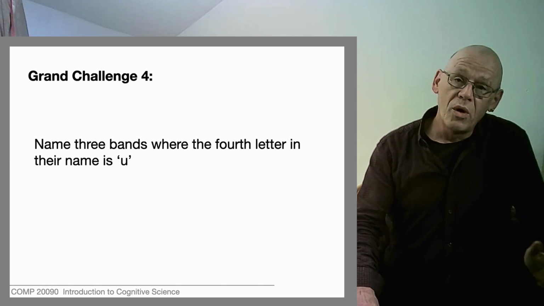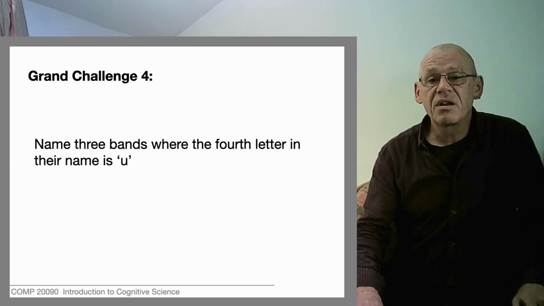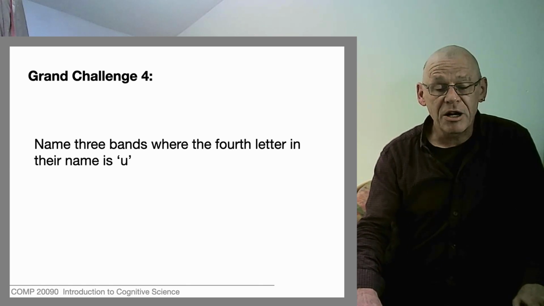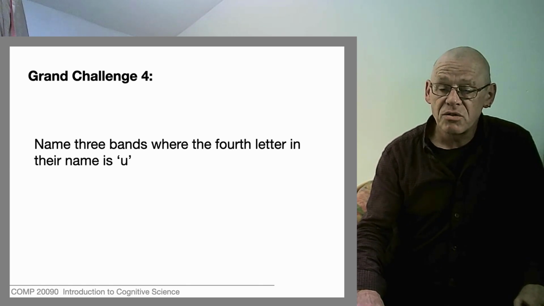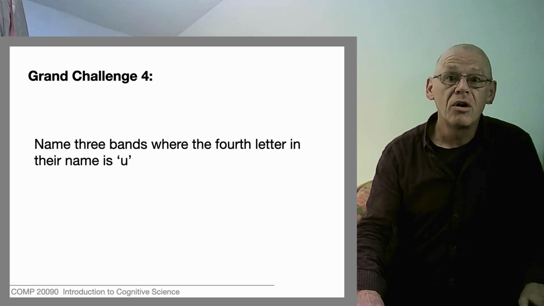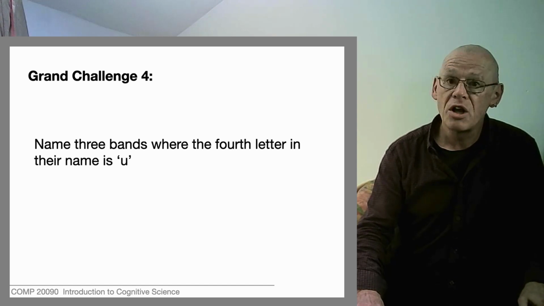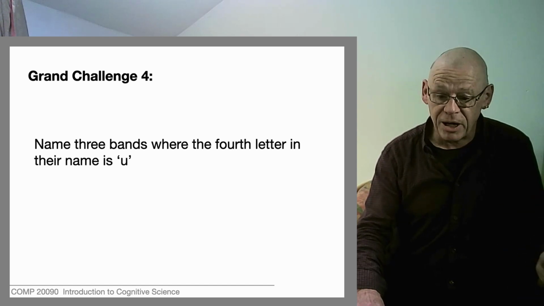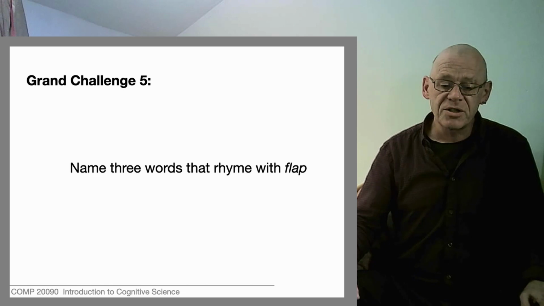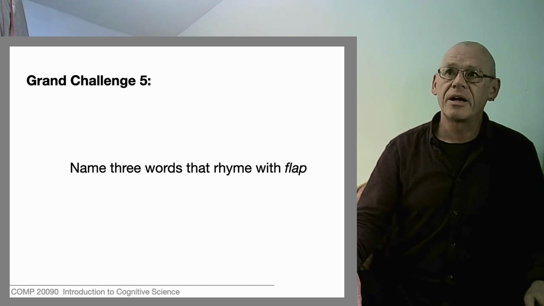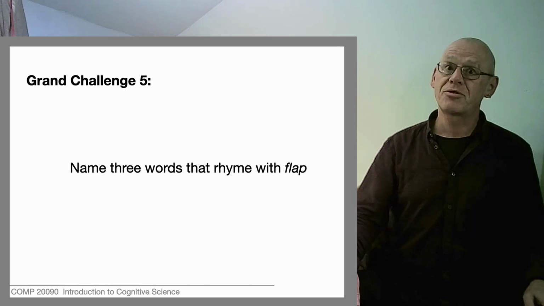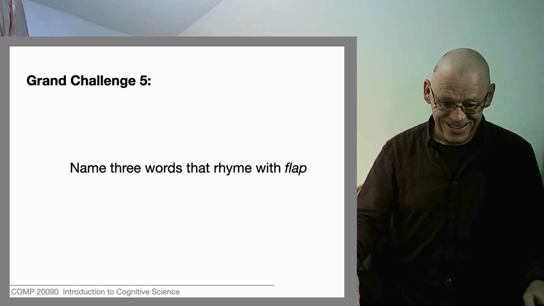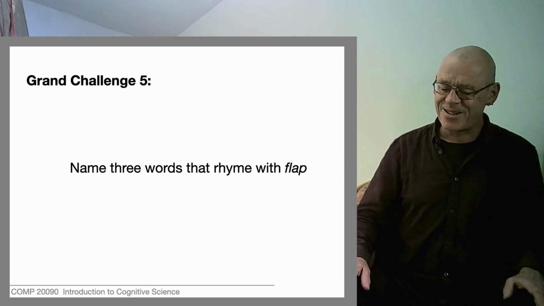We're going to finish with one more of these, and this is one that would be used in experiments in cognitive science to investigate the nature of phonological representation in brains or minds. Name 3 words that rhyme with flap. Okay, I'm going to go. Slap, clap, trap. That was easy. It's a ridiculously easy one to answer.